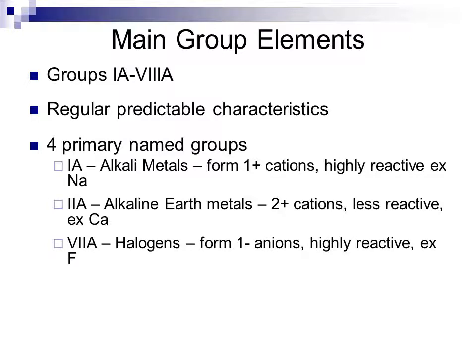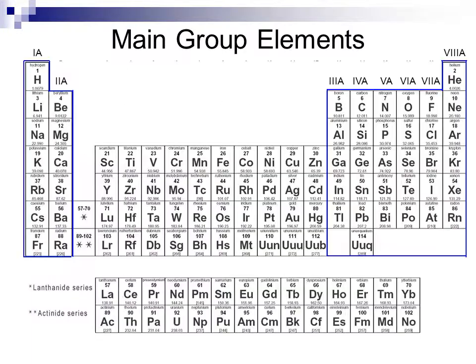Group 7A is called halogens. These tend to form 1- anions, and are highly reactive like group 1A. An example of a halogen is fluorine. Group 8A are called the noble gases or the inert gases, and they tend to be unreactive. An example of this is neon, the gas which is used in electrical signage in things like Las Vegas.